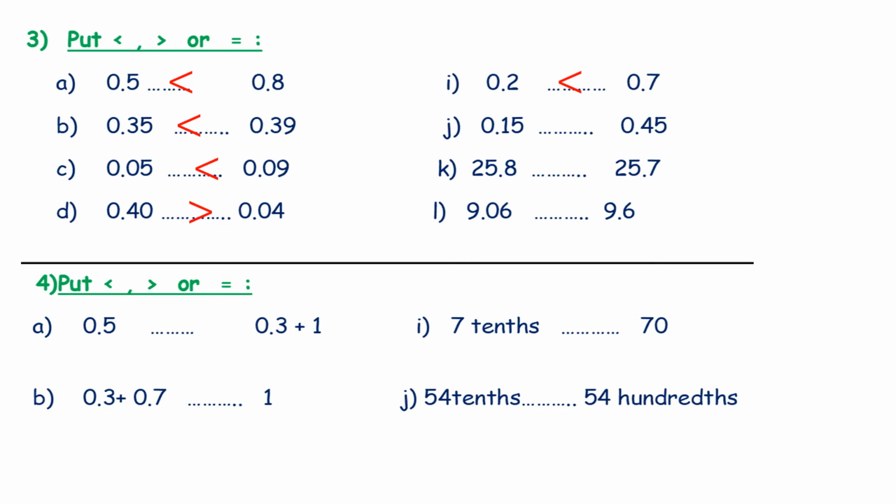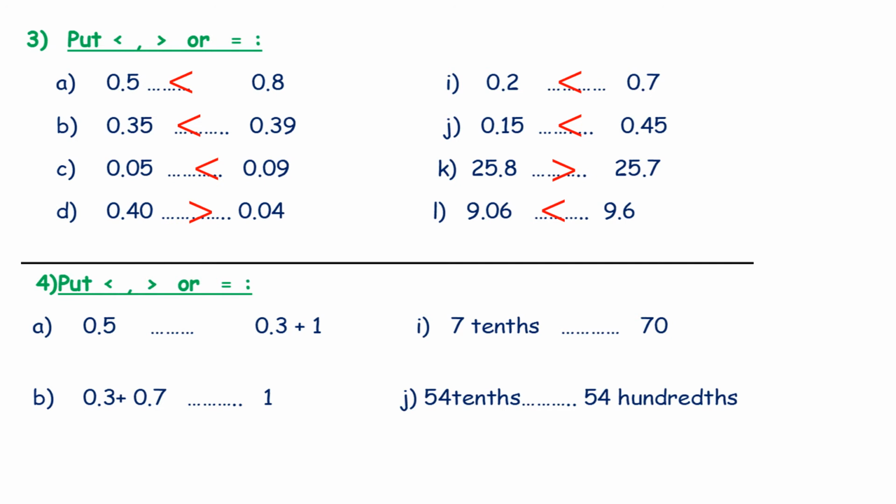Number E, 0.2 or 0.7? 0.7. 0.15 or 0.45? Yeah, it will be 0.45. 25.8 or 25.7. The whole numbers are the same, which is 25, but the tenth place is 8 and 7, so 8 is greater than 7. 9.06 or 9.6. I think it will be 9.6, as in the tenth place here 6, but there is 0.